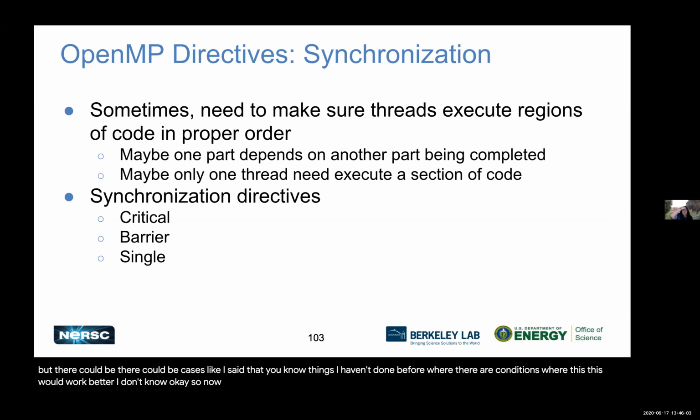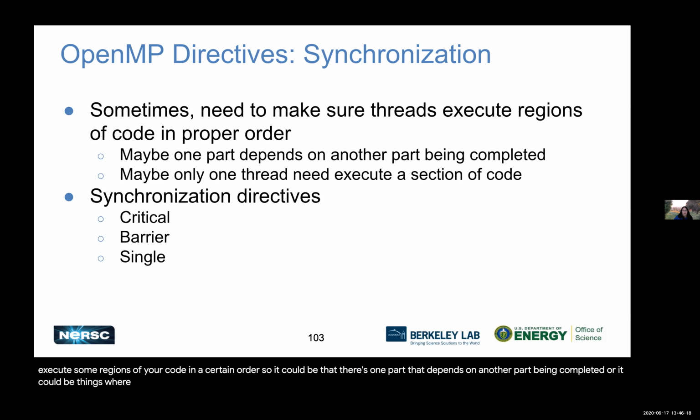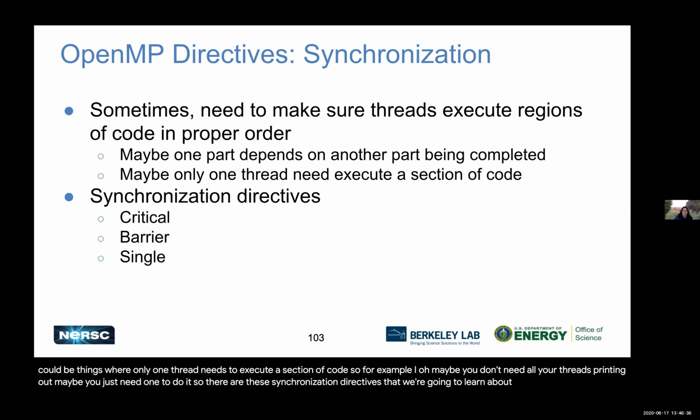Okay, so now let's talk about synchronization. Sometimes you might want to make sure that your threads execute some regions of your code in a certain order. So it could be that there's one part that depends on another part being completed, or there could be things where only one thread needs to execute a section of code. So for example, I/O, maybe you don't need all your threads printing out. Maybe you just need one to do it. So there are these synchronization directives that we're going to learn about: critical, barrier, and single.